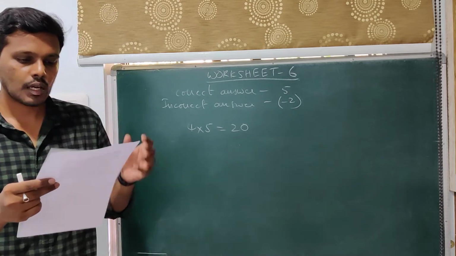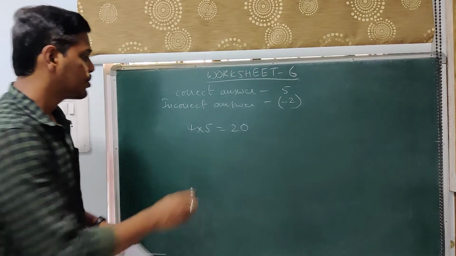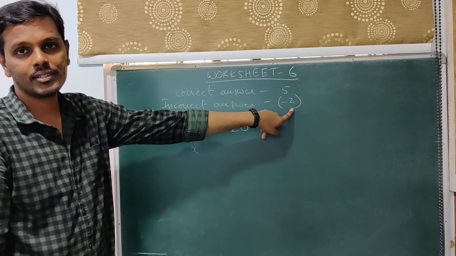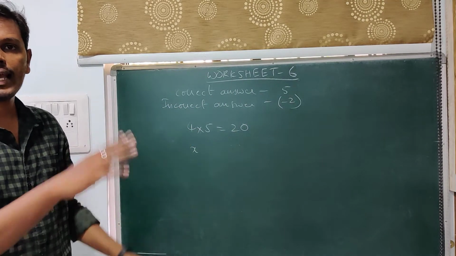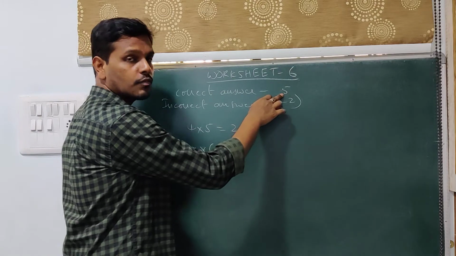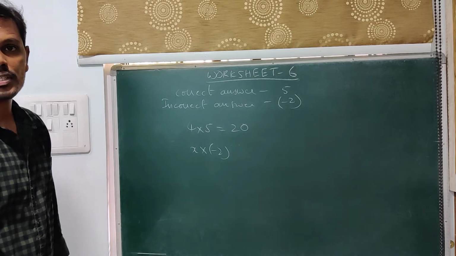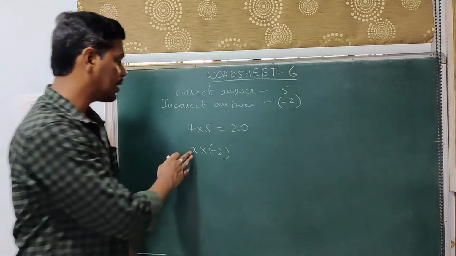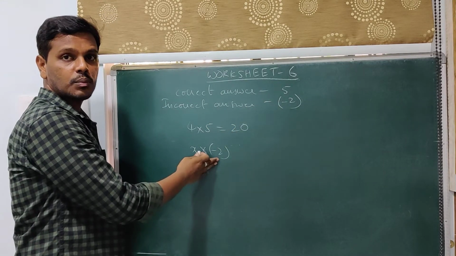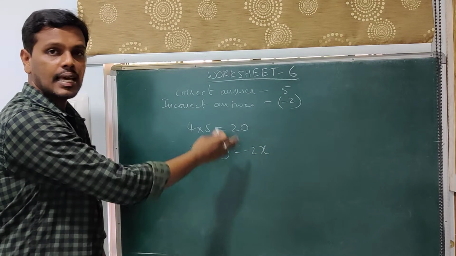Now we don't know how many incorrect answers she has attempted. Let us assume that she has attempted x incorrect answers. For one incorrect answer, she will be getting minus 2 marks. So for x incorrect answers, she will be getting x into minus 2 marks, which is minus 2x.